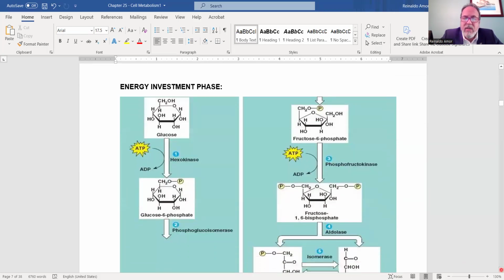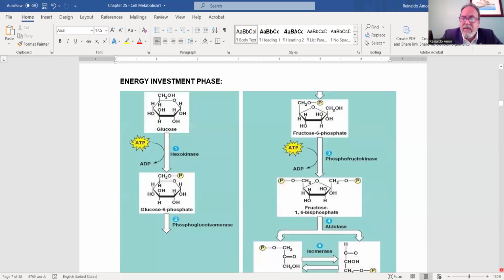In glycolysis, we have an energy investment phase. Here's glucose. Glucose was taken into the cell, and we want to trap it in the cell. So we invest ATP. We add a phosphate at the 6 carbon, and now we have glucose 6-phosphate. So now glucose has been trapped in the cell.